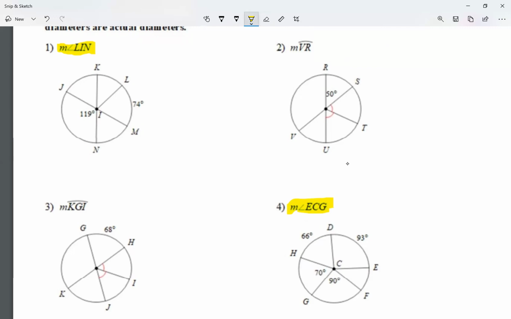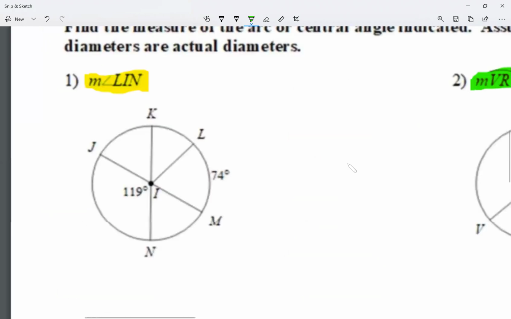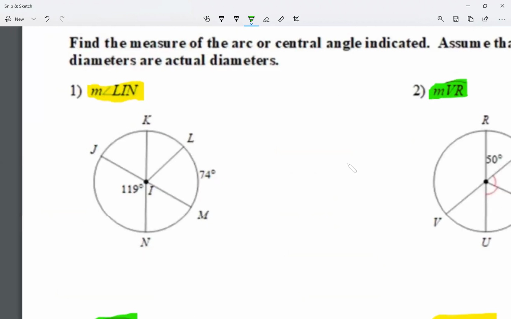Look at question number 2. I'm asking for the measurement of arc VR. I'm using two letters, right? So I expect that arc to be a small arc. But look at number 3. I'm asking for the measurement of arc KGI. I'm using 3 letters, so I'm expecting that arc to be a big arc. Okay, so I could be asking for an angle, I could be asking for an arc. So that's what it says: find the measure of the arc or central angle indicated. Question number 1, it will be an angle.